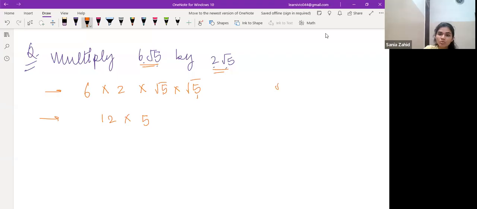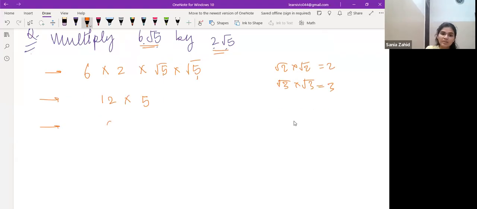Like root 2 into root 2 is how much? 2. Root 3 into root 3 is how much? 3. Root 4 into root 4 is 4. Like that, root 5 into root 5 is 5. And now 12 into 5 becomes 60 as your answer. Okay, children, that is how you do.